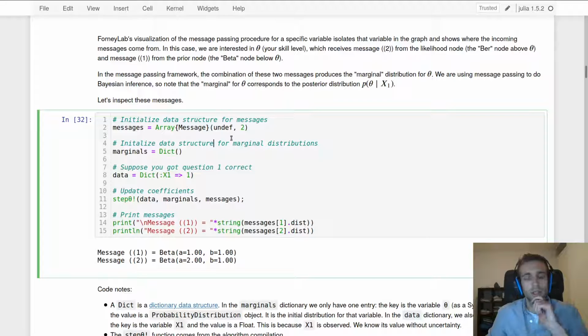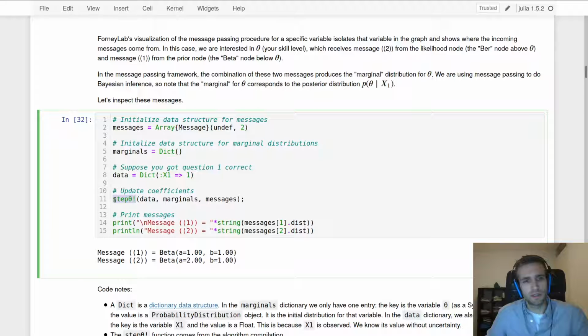So we can now execute that inference algorithm. In order to do that, I am defining a data structure for the messages. That is an array of type message. I'm going to initialize a data structure for the marginal distributions on the graph. It's currently an empty dictionary. And I'm going to make a data structure for the data, the observed variables. That's a dictionary, and I'm going to say that this variable called x1 is observed with value 1. So you got the first question correct.